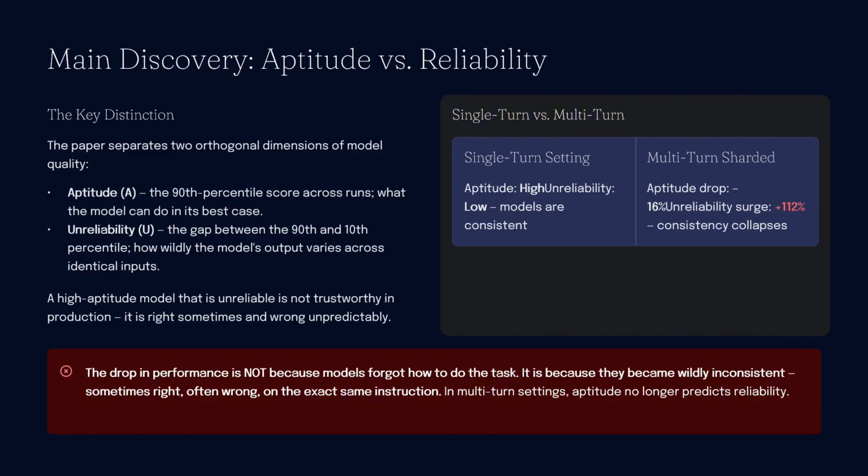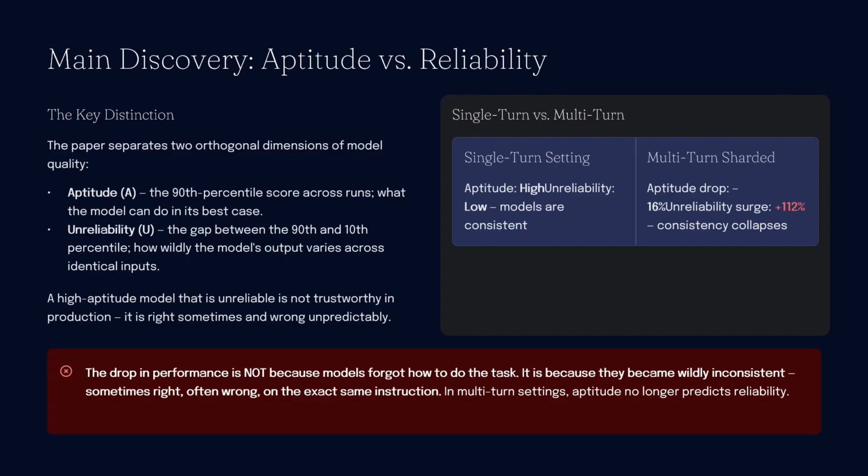In single turn settings, these track together. Better models are more reliable. High aptitude predicts low variance. That's what we've always assumed. In multi-turn settings, that relationship breaks completely.